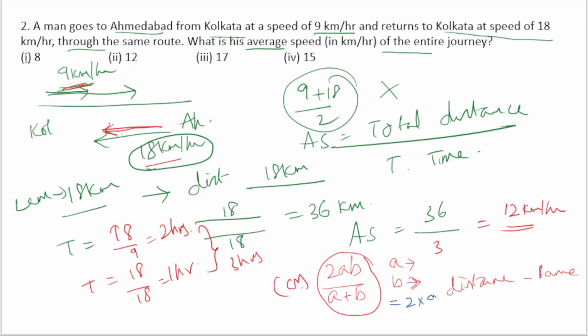A is equal to 9 and B is equal to 18. 2 into 9 into 18 divided by A plus B. 9 plus 18 is 27. Here is 9 into 3. Again 3 into 6. 2 into 6 is 12. 12 kilometers per hour is the answer. It is the second one.